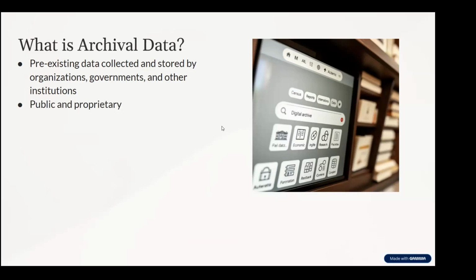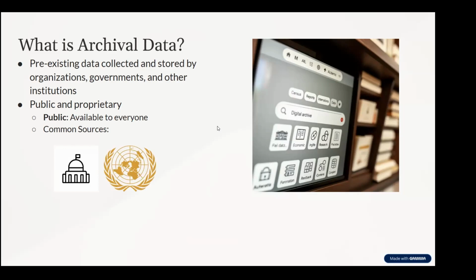We will first talk about public data. Public archival data is available to everyone, and common sources include government agencies, such as the demographics data from the US Census Bureau or labor and economic data from the Bureau of Labor Statistics. International organizations like the World Bank and the United Nations also maintain repositories of data on global development and macroeconomic indicators and several global socioeconomic statistics.